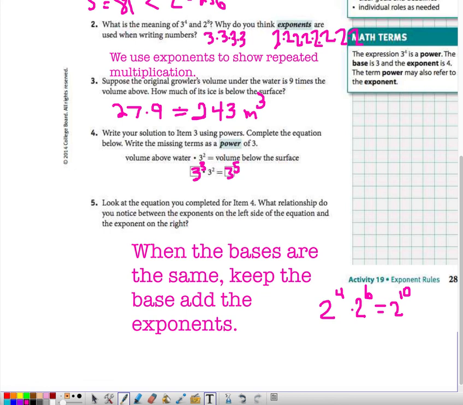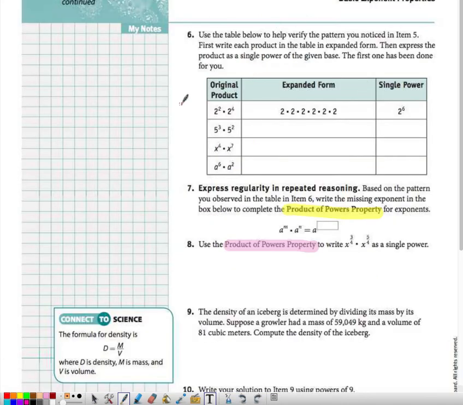And as you're working through these, be sure to pause the video at any point that you need to, so you can go back and make sure you've got everything written down, or listen to something so that you're understanding what it means. Alright, so the next page says, use the table below to help verify the pattern you notice in item 5. First, write each product in the table in expanded form.